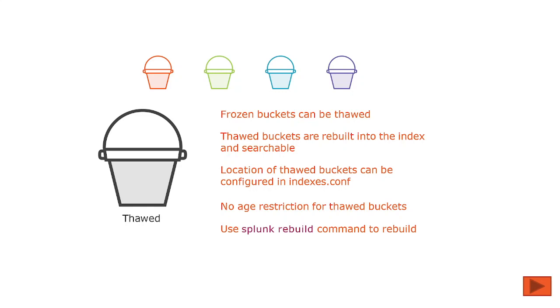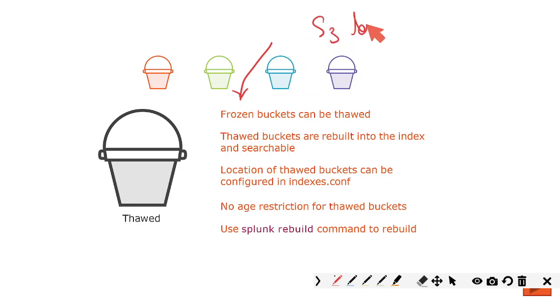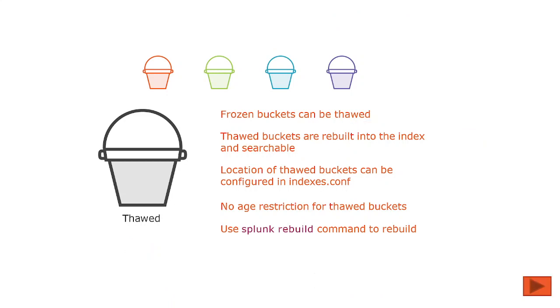Moving on. So these are the thawed buckets, as I am helping you understand. Frozen buckets can be thawed. We know that the data under the frozen buckets can be stored in S3 buckets, and from there the data can be thawed as well. Once that data is thawed, which is what we mean by thawed buckets, they are rebuilt into the index. Once that happens, your data will automatically become searchable, and we can also configure the directory location for these thawed buckets, and we are going to see that in the subsequent slides as well.